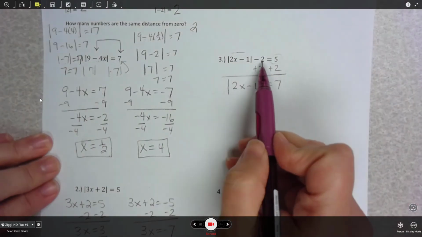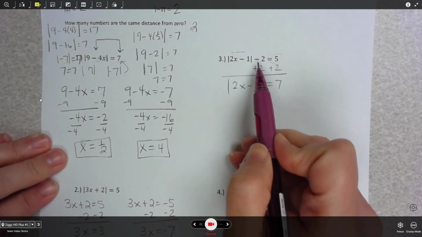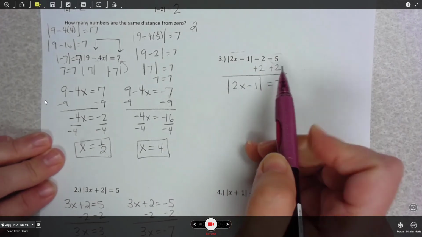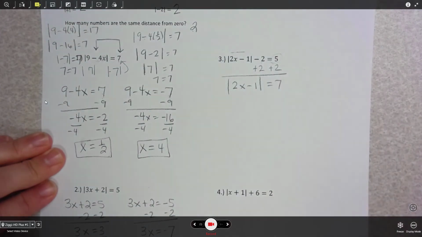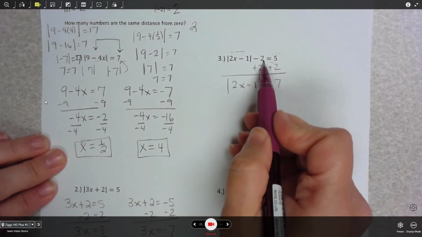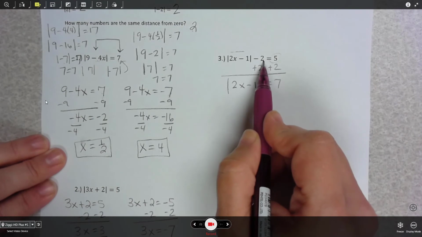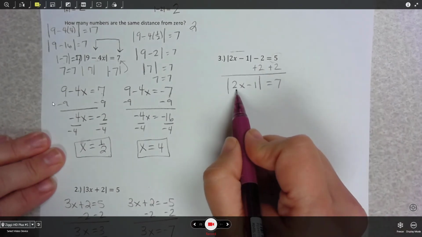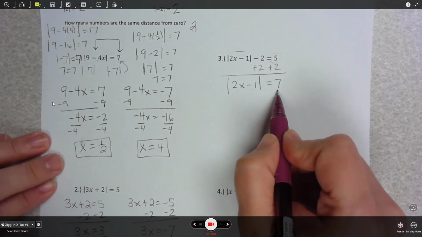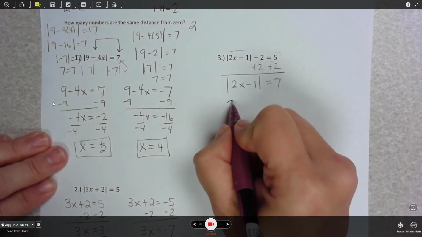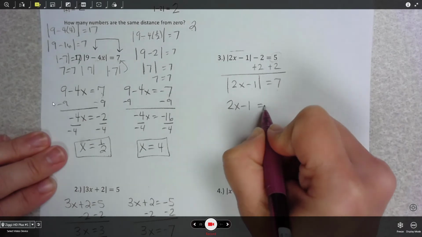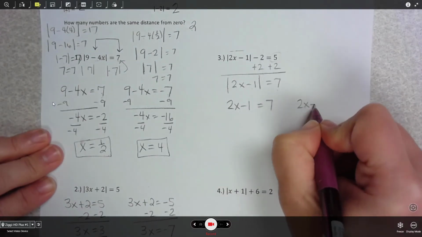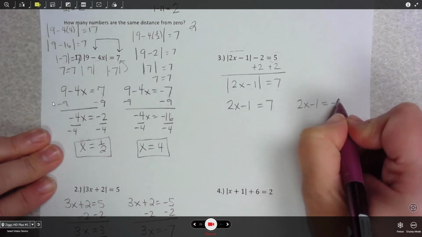Alright, so let's say that again. This is the distance. I took 2 away from it and got a 5. So before I can solve the equation, I have to know what the actual distance is that I took 2 away from. The way that I do that is I add the 2 back. So this is saying that 2x minus 1 is a distance of 7 from 0. So we're going to take 2x minus 1, solve it for 7. Alright, the other number that is a distance of 7 from 0 is negative 7.